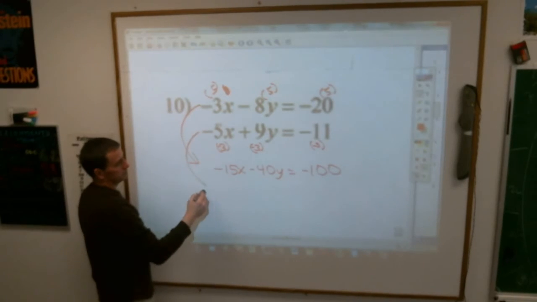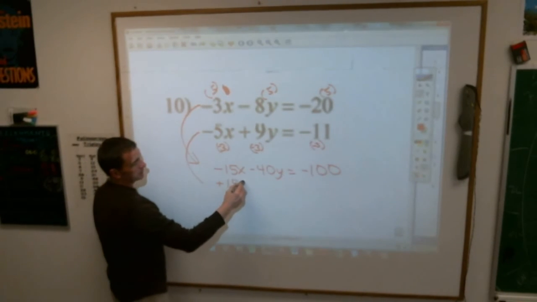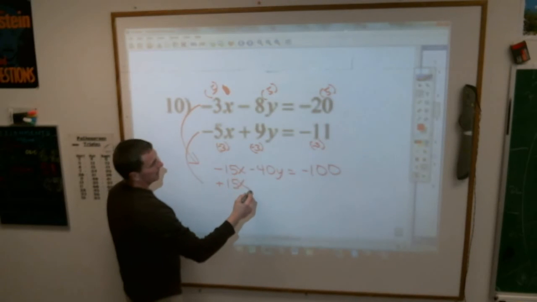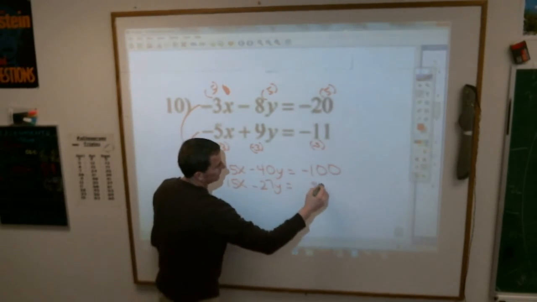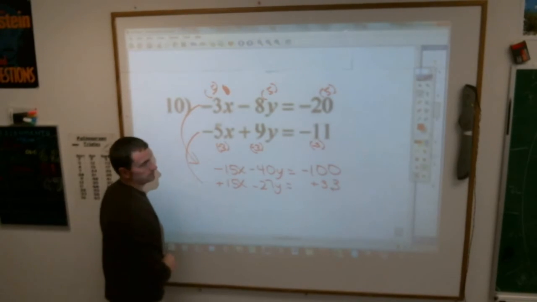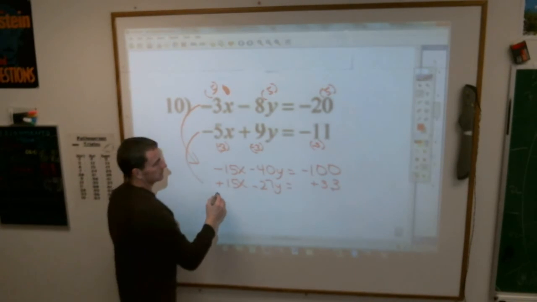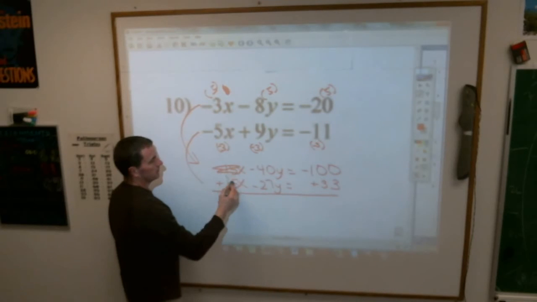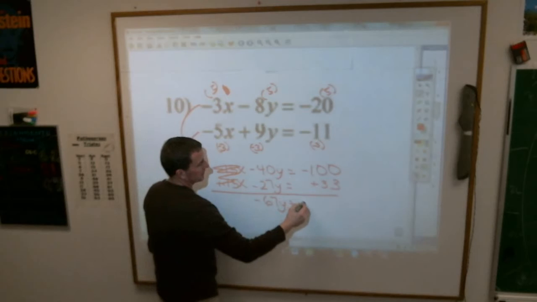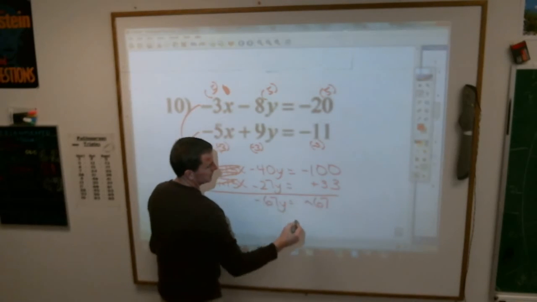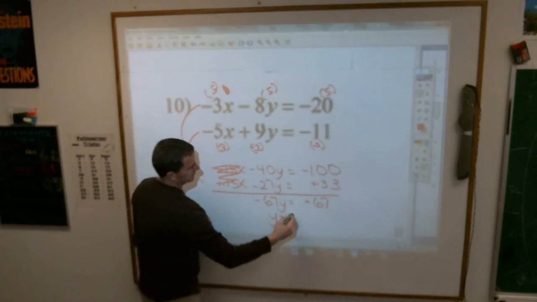The second one, you get positive 15x, which is what you want, so they drop out. Minus 27y equals positive 33. Add those two equations together, this goes away. Negative 67y equals negative 67. That's not so bad, because y equals 1.